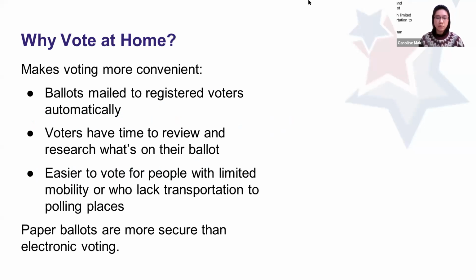Vote at home makes voting more convenient and much less of a burden. Because ballots are mailed to registered voters automatically, there's no need to have access to a printer, take time off of work, stand in long lines, etc. Voters have time to review and research what's on their ballot, ask their family questions, learn more about complex ballot measures, or down ballot candidates that they've never heard of, but impact their day-to-day lives. It's easier to vote for people with limited mobility or who lack transportation to polling places. And lastly, there's always a paper trail when voters fill out a paper ballot, and they can always drop it off in person if they choose not to mail it.